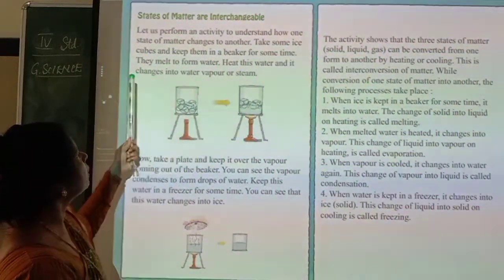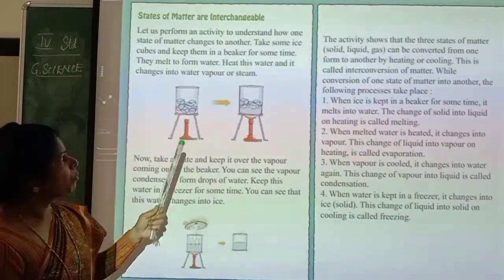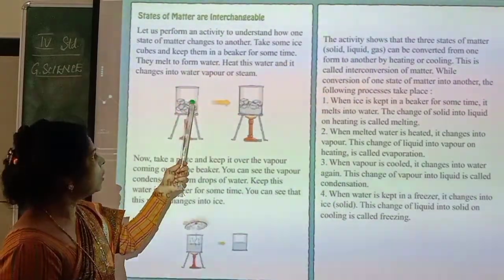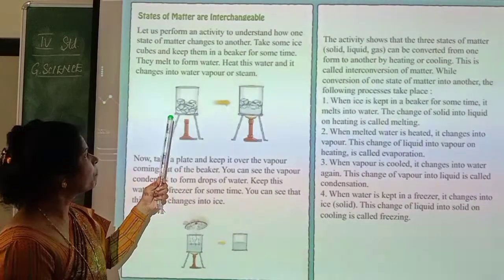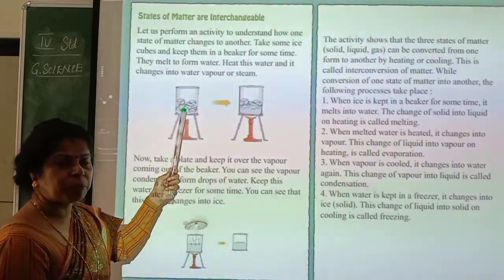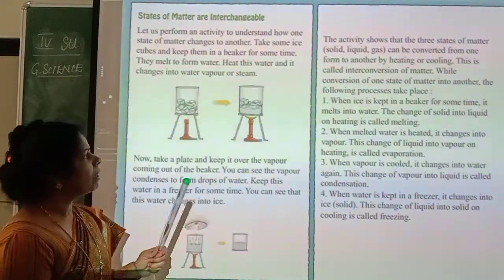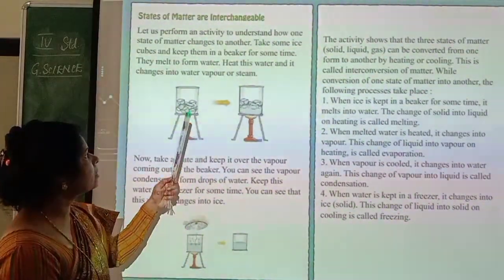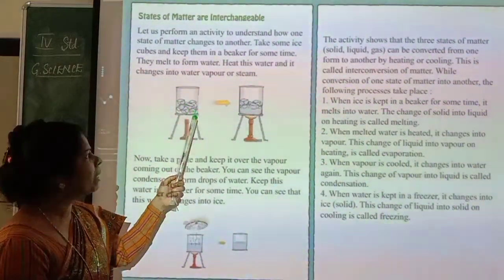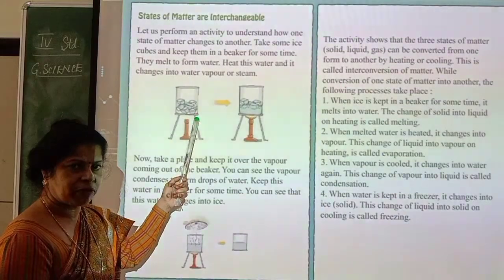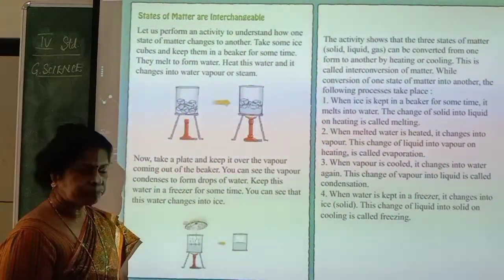Heat this water and it changes into water vapor or steam. So what are you going to do? You are taking ice cubes into this beaker, normal glass beaker, and you are leaving it aside. When you leave it for some time, what happens? This ice, which is in the solid form, will start melting and becomes water. Water is in the liquid form. So solid is converted into liquid. So it has become water now.